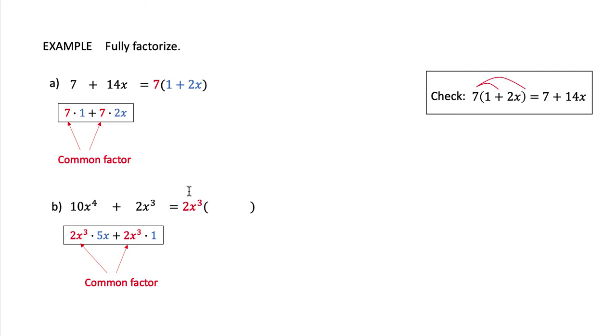Then in your notebook, write down the common factor 2x cubed and then open brackets, and then think, for the first place, what do you need to multiply the common factor with in order to get the first term on the left-hand side? So what times 2 is 10? Well, it's 5. And what times x cubed is x to the power of 4? Well, it's x. So 5x in the first place. Then the second place, what times 2x cubed is 2x cubed? Well, it's 1. 1 times 2x cubed is 2x cubed.